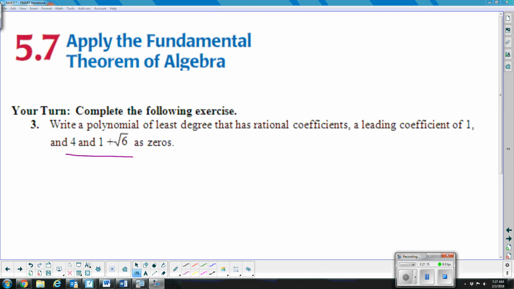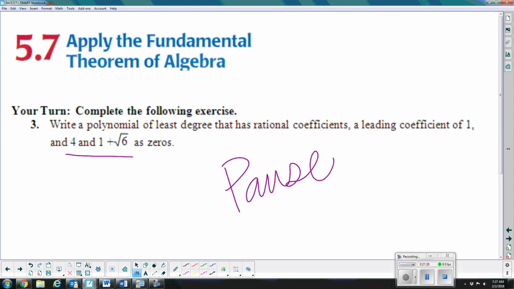All right, try the second one on your own. First, identify the zeros, then identify the factors, and then find the polynomial function by using the distributive property. Please pause while you work, and you can unpause for the solution.